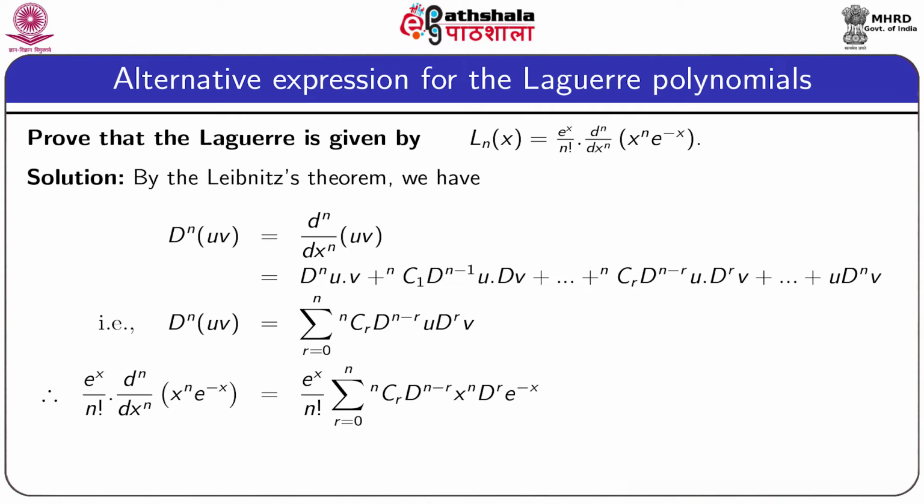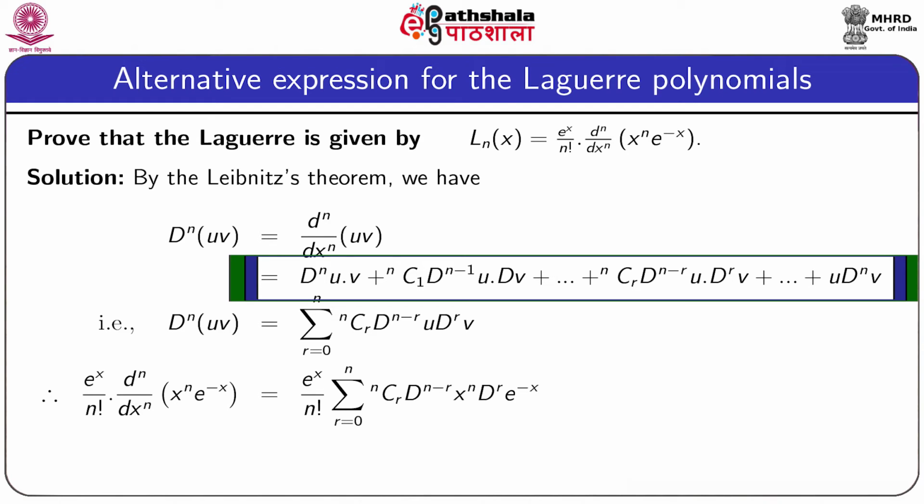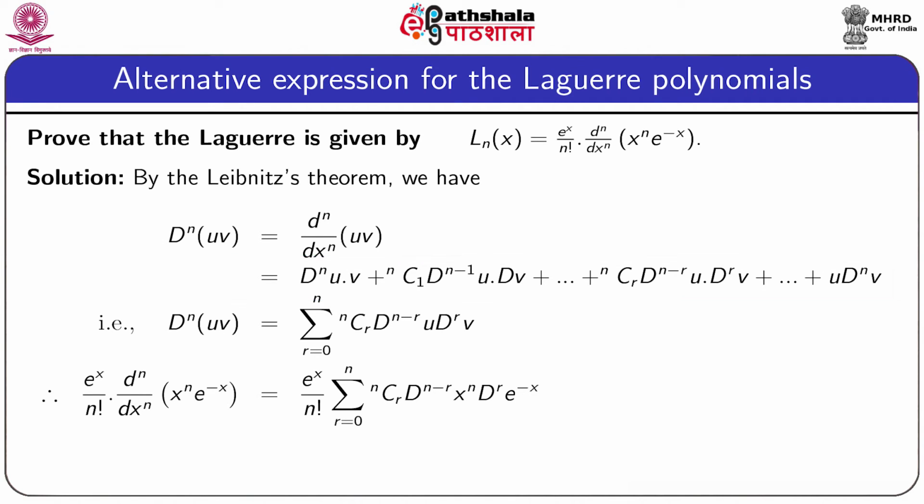To prove this, we will use Leibniz theorem, which says that the nth derivative of the product of two functions u and v is given by d^n u into v, where d^n u means the nth derivative of the function u, plus nC1 d^(n-1) u into d of v, which means the (n-1)th derivative of the function u and the first derivative of the function v.